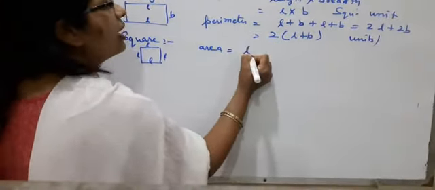Next figure is circle. Area of circle is pi r square, r is radius, and perimeter is equal to circumference of circle, that is equal to 2 pi r.